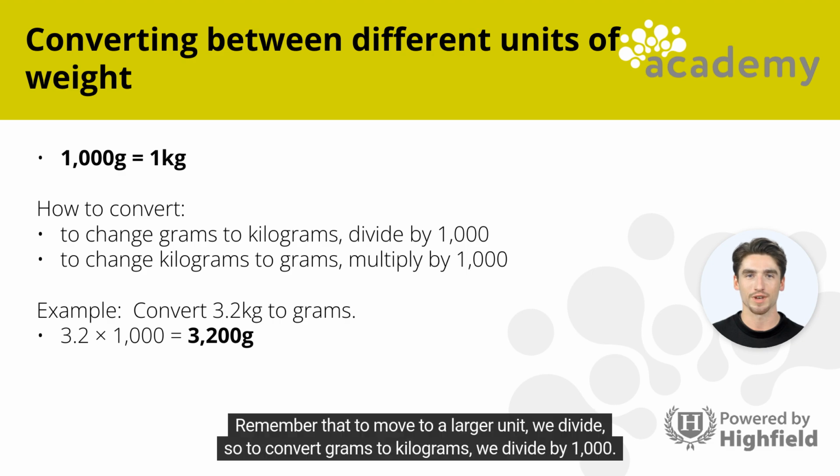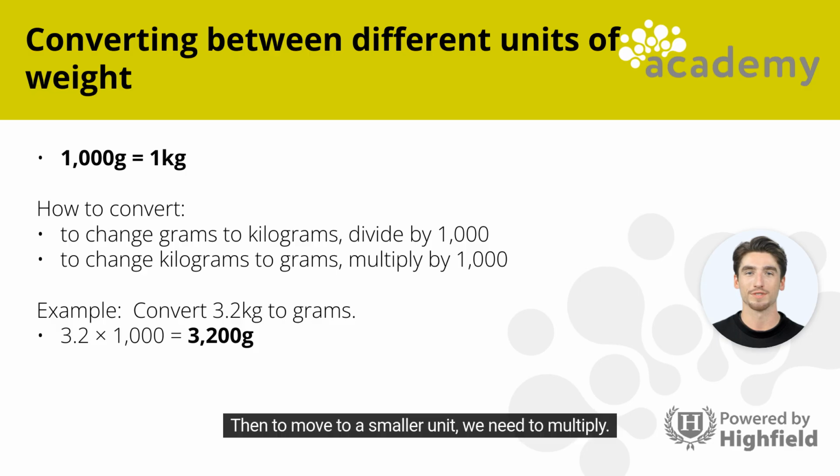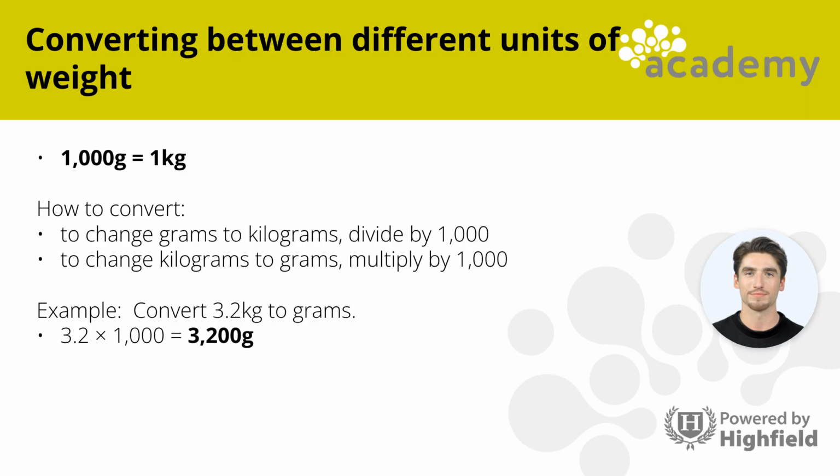Remember that to move to a larger unit, we divide, so to convert grams to kilograms, we divide by 1,000. Then to move to a smaller unit, we need to multiply. So to convert kilograms to grams, we multiply by 1,000. For example, if we convert 3.2 kilograms to grams, 3.2 multiplied by 1,000 equals 3,200 grams.